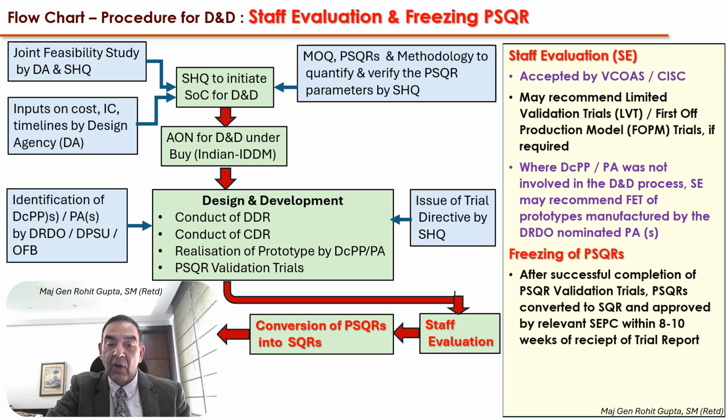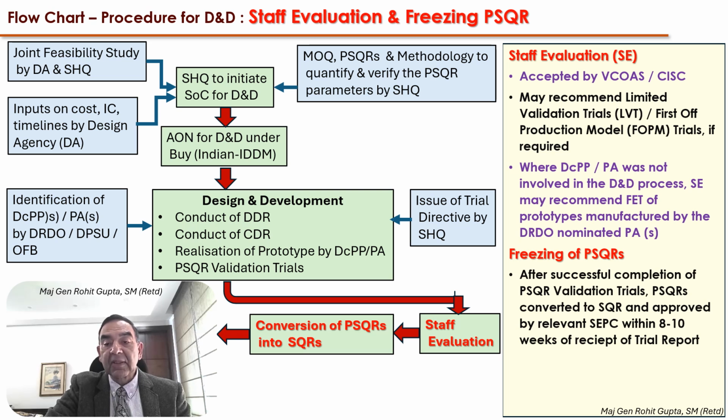One trial was on the developed prototype of the design agency, and now having transferred to the production agency, that trial would also be required, as I pointed out on the previous slide, to ascertain whether the absorption of technology is complete or not. And this would be in critical parameters only.